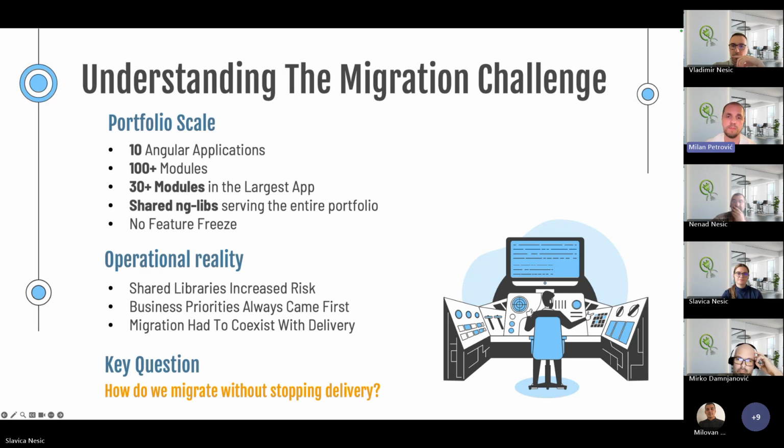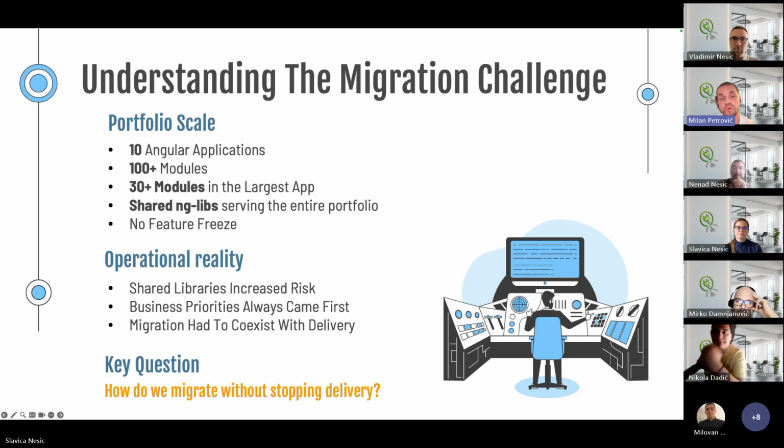Some of these applications had been evolving for years. Our largest application contained more than 30 modules, each with its own dependencies and architectural decisions. New features, bug fixes, and releases didn't stop because of this migration. So the challenge wasn't migrating to standalone. The challenge was doing it safely across the entire portfolio while continuing normal delivery. Which brings us to the key question: how do you migrate the entire portfolio without stopping delivery? And that's where the migration strategy starts.